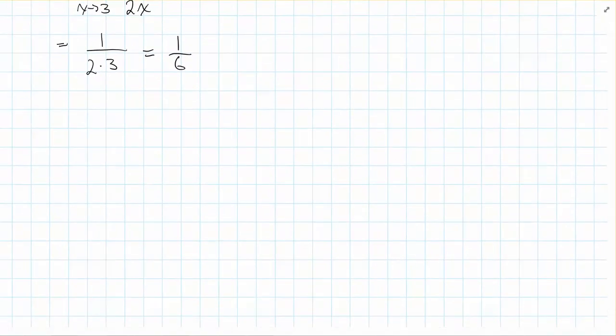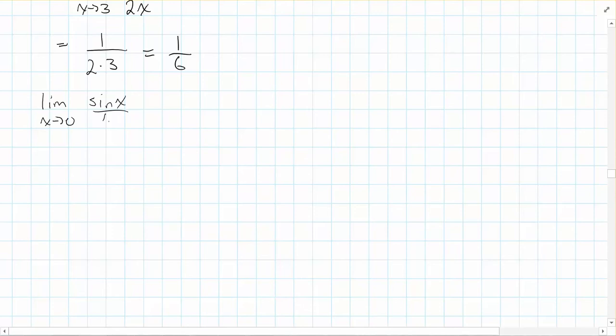Remember, back when we were proving derivatives of trig functions, I told you that the limit as x approaches 0 of the sine of x over x, I told you this was equal to 1. But we're going to use L'Hopital's rule to verify this.